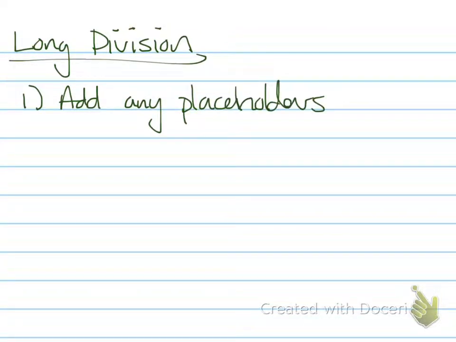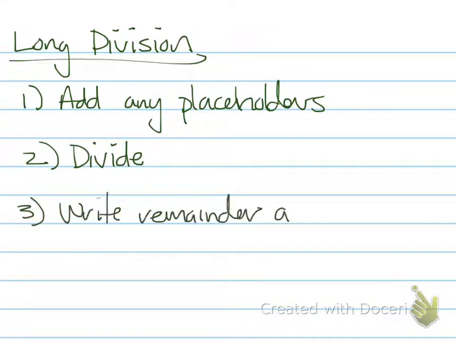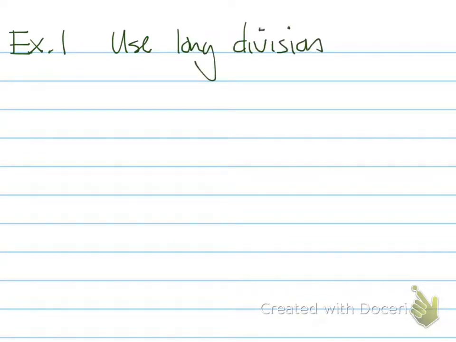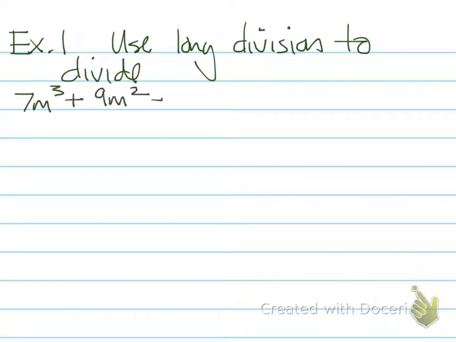In long division, we're going to add any placeholders that are necessary, and then we're going to divide just like you learned how to divide in elementary school. We're going to write the remainder as either plus or minus, depending on what the sign of the remainder is, over the divisor. All right, first example, we're going to divide using long division this polynomial by m plus 1.